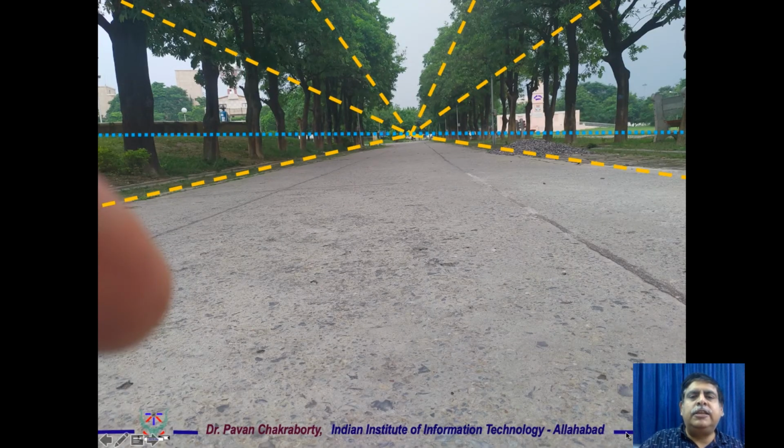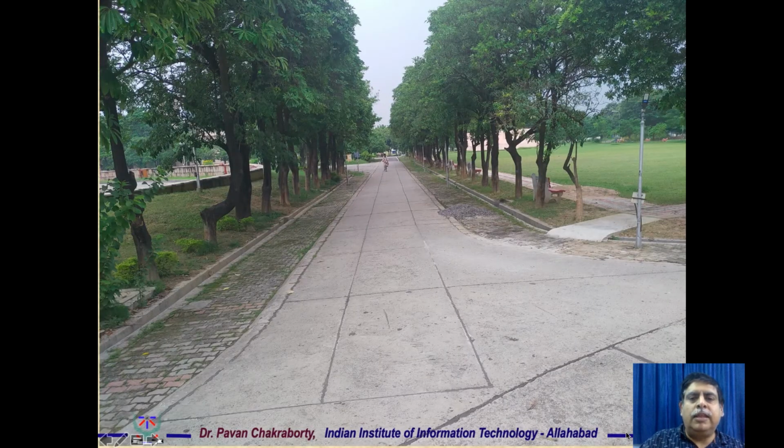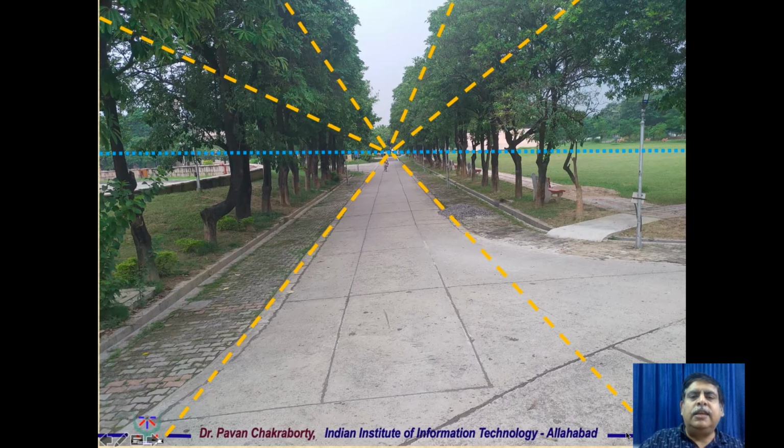The other image has a similar effect. Here we again see that there is a single vanishing point and all the lines seem to be vanishing at a particular point, which we denote as the horizon. In this case, the position of the camera has changed, but there is still a single vanishing point where all these parallel lines are converging to.